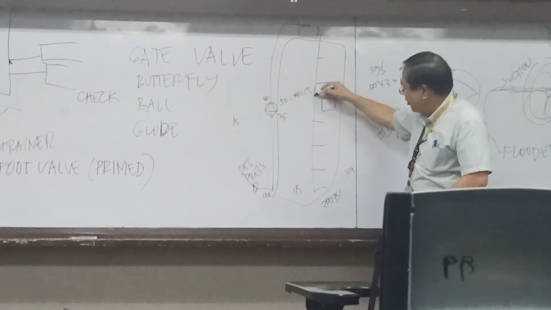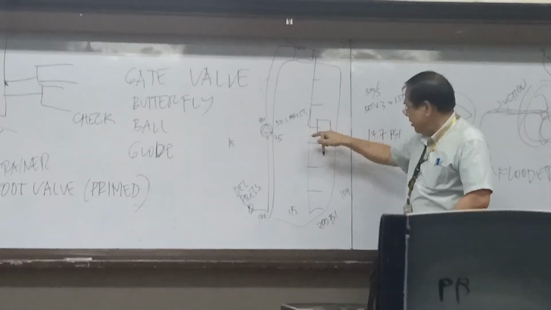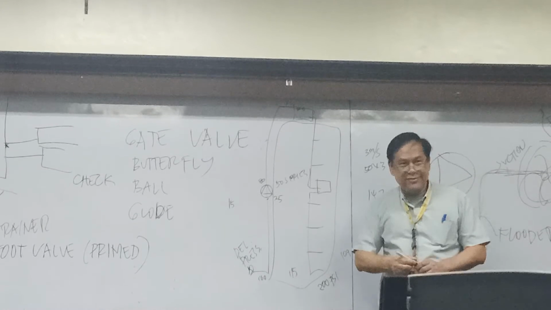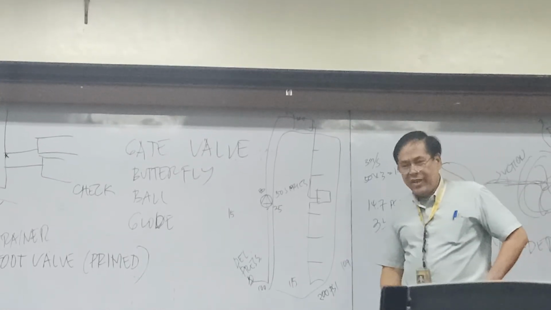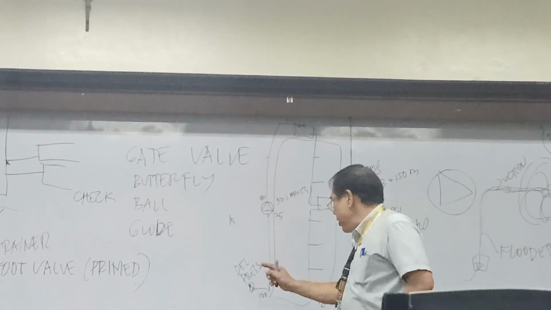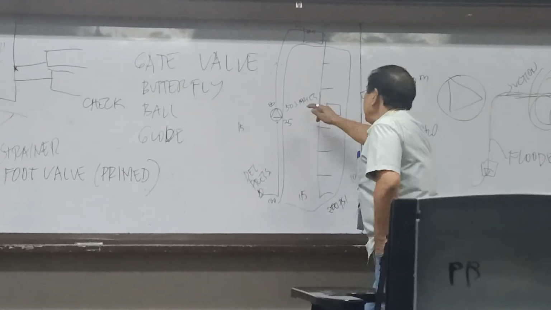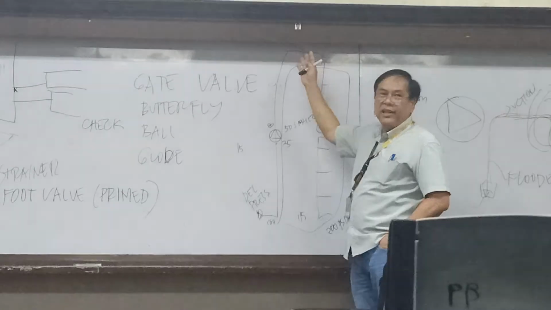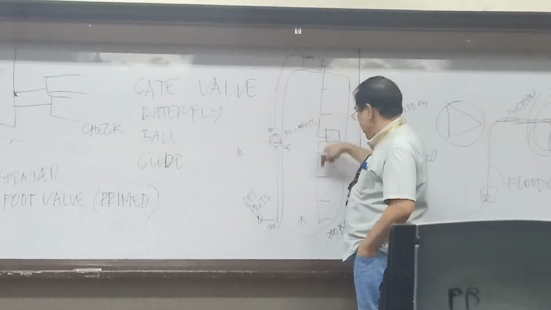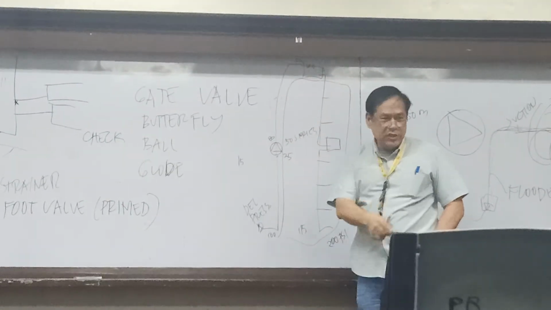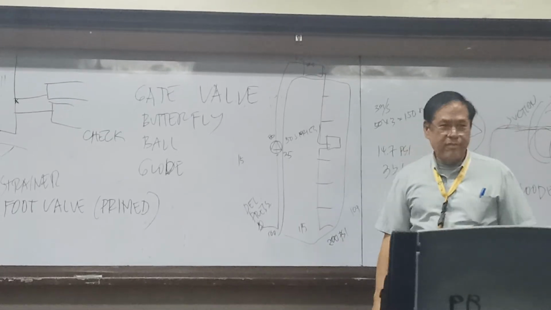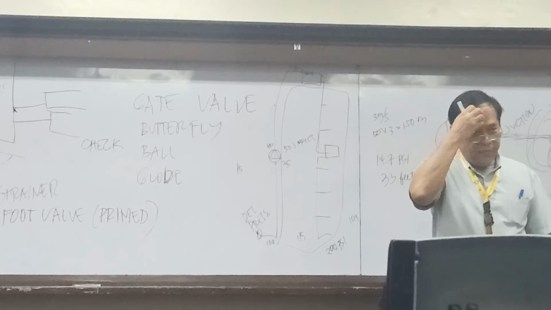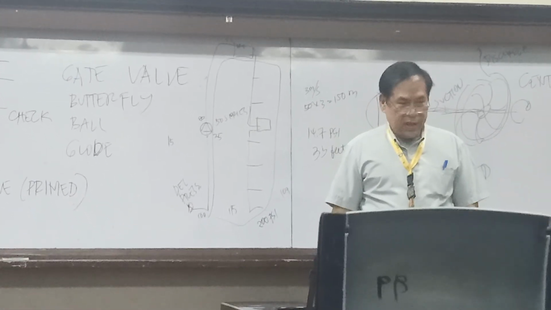VFD, control, constant pressure pump set. Ayan. Electric. Pag kaya may bomba dito sa baba, hindi nyo na kailangan ng bomba sa taas. Kasi sayang ang pera nyo. Bakit kayo magbobomba doon? How do you solve it? So how did they reduce the pressure? Constant pressure pump.